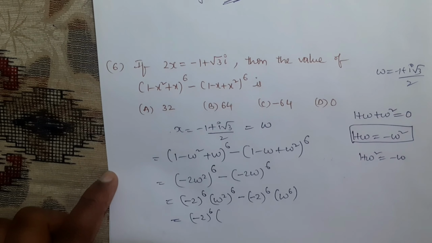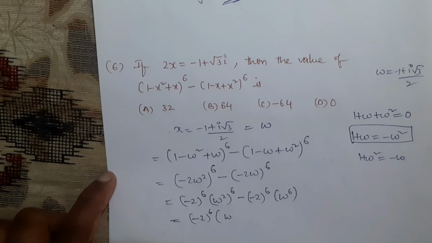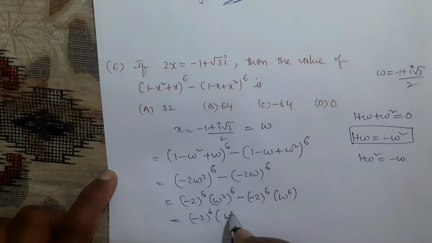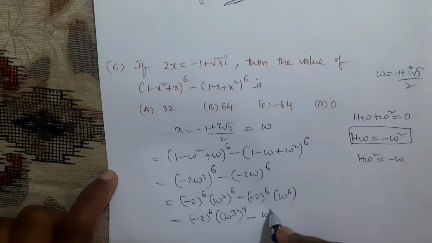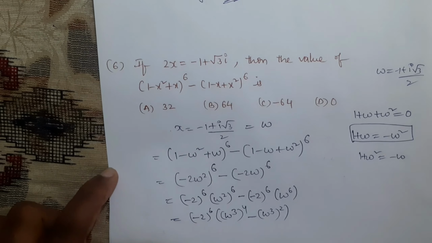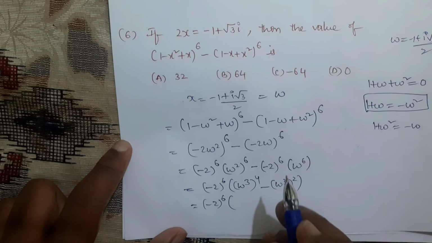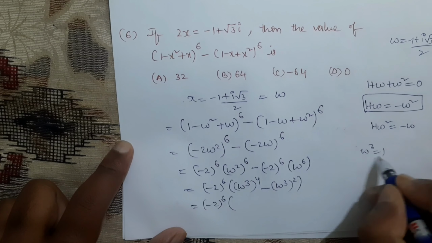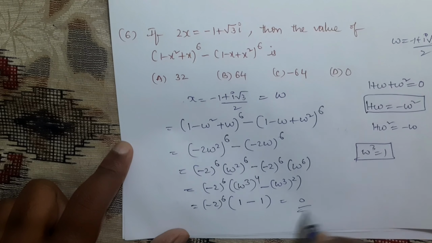Minus 2 power 6, if I take common, it will become omega square whole to the power of 6. I will write it as omega cube whole to the power of 4. Nothing but 2 6s are 12, and again 3 4s are 12 only. And again this will be minus omega power 6, I will write it as omega cube whole square, right? Then this will become minus 2 power 6, omega cube value 1. Omega cube value is equal to 1. So this is 1 minus, again this is also 1, which is equal to 0.